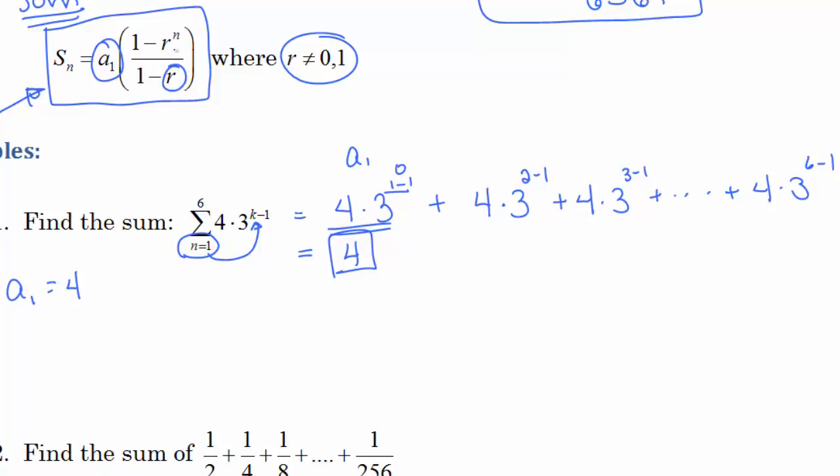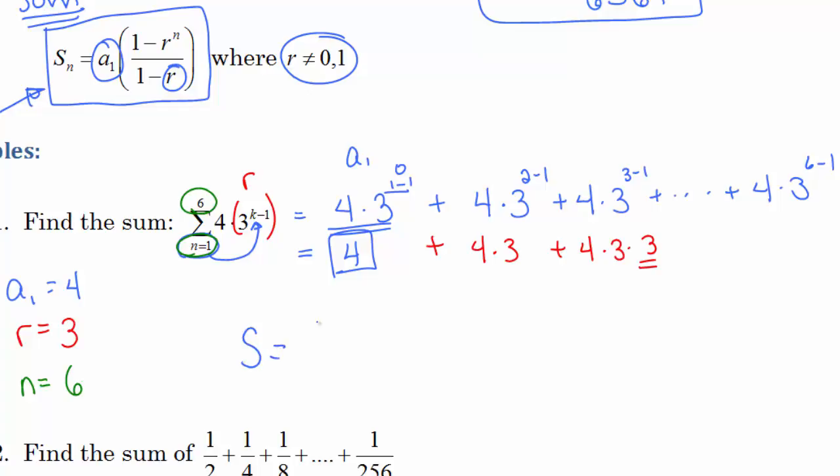What did I multiply by? Now here's the biggest hint I can give you. You could write this out, but if it's in sigma notation, whatever has the exponent on it, that's going to be r. R is going to be 3. Convince yourself. That's going to be 4 times 3. That's going to be 4 times 3 times 3. You're multiplying by 3 every time. And then you need to know n. Well, if you start at 1 and go to 6, n is 6.